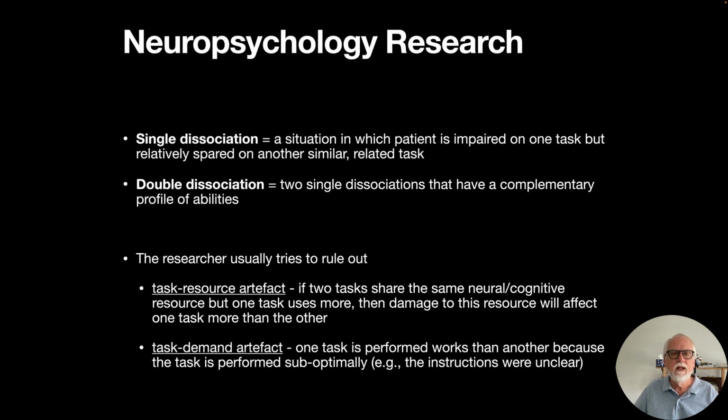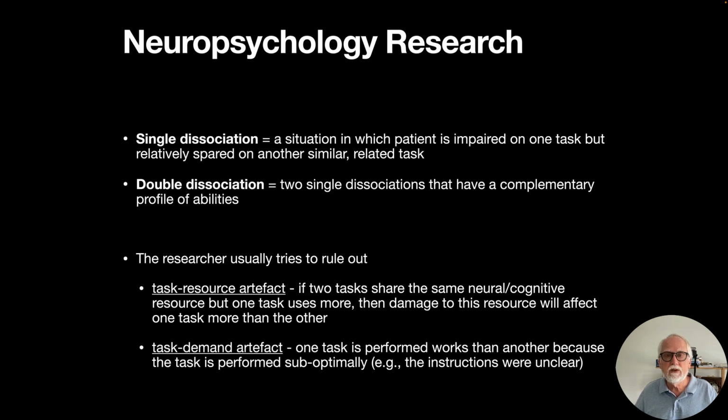The other kind of dissociation you could try to find is something called a double dissociation, where you get two single dissociations that have a complementary profile of ability. So they might not be very good at task A, but they do task B really well. But then you might find that another person has damage to part of the area where they don't do task B very well, but they do task A very well. And now that starts to tell us between those two patients that these two particular brain areas might have complementary abilities or parts of the brain that are involved in that.